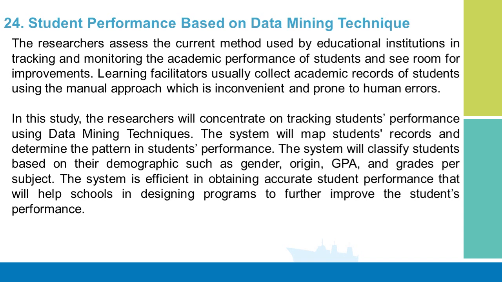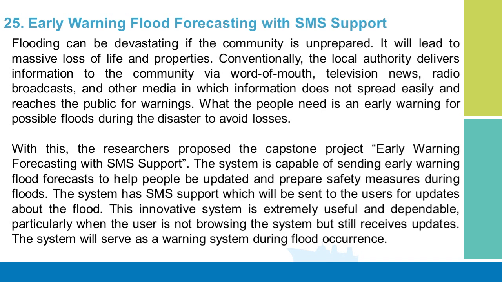Early warning flood forecasting with SMS support. Flooding can be devastating if the community is unprepared. It will lead to massive loss of life and properties. Conventionally, the local authority delivers information to the community via word of mouth, television news, radio broadcasts, and other media in which information does not spread easily and reaches the public for warnings. What the people need is an early warning for possible floods during the disaster to avoid losses.